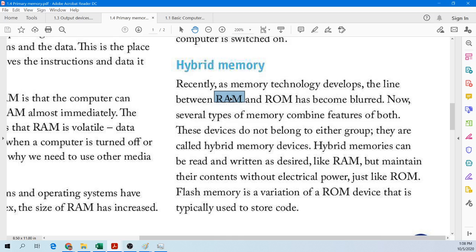RAM loses its data without power. ROM keeps its data even if it doesn't have power. So hybrid memory combines all of those features, so that you have both of those situations. You can have read and write for hybrid memory, and you can have the data remain even without electricity.